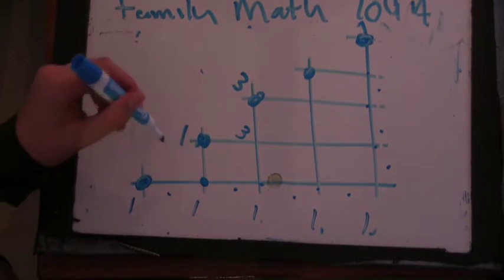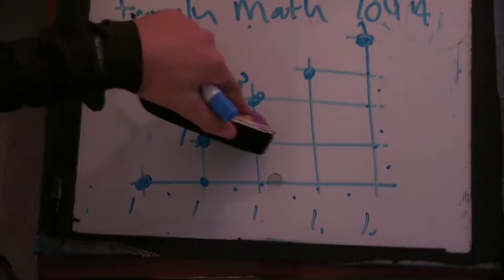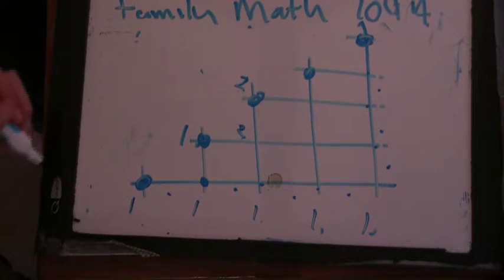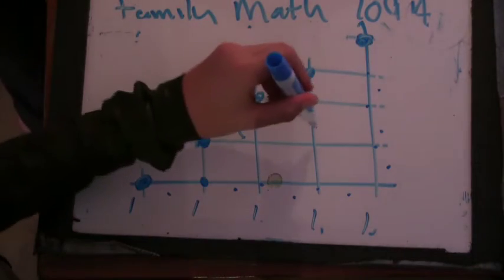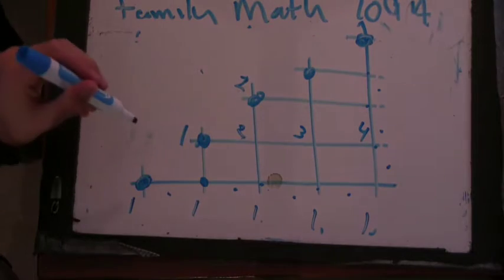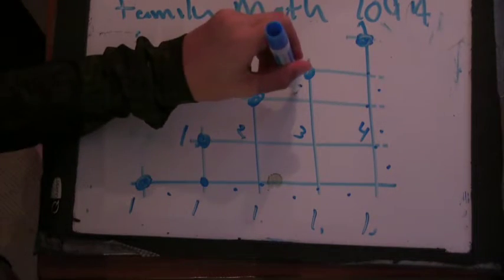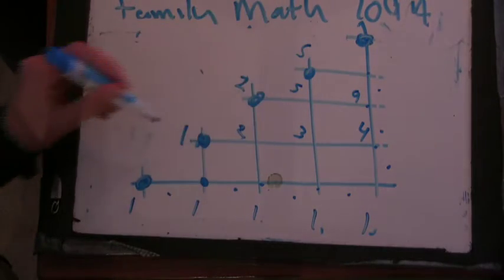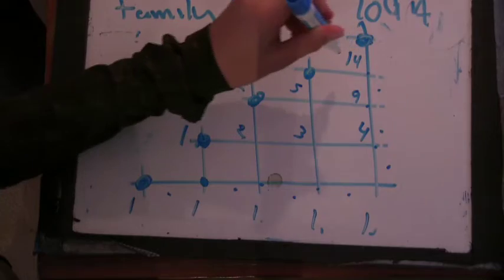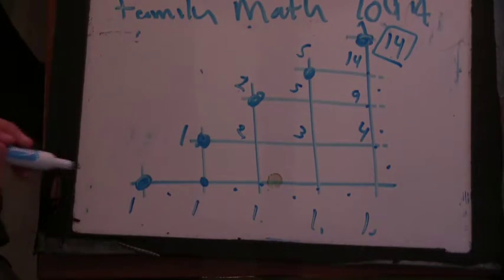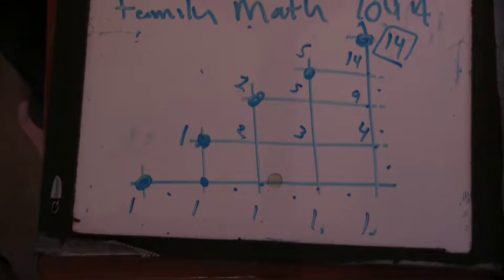So that means that this changes. This is 2, and that's 2. And then this one is 3. This one's 4. And then this one is 5. 9. This one's 5. This is 14. And this is 14. So it's less than 35. It's quite a bit less than 35.